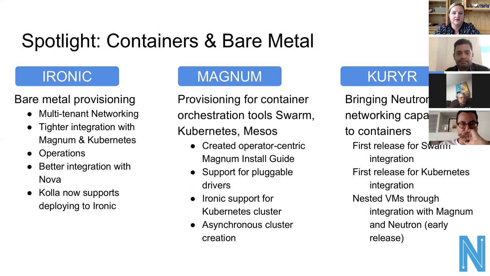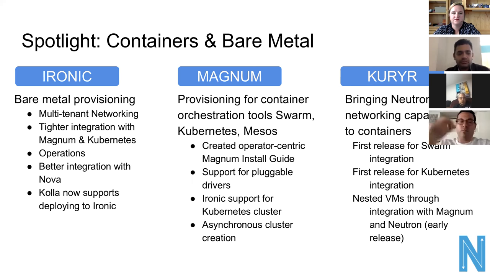So, for instance, Magnum has support for doing Kubernetes directly on bare metal now. Magnum is the provisioning engine for container orchestration tools. Did you say Kubernetes on bare metal? Kubernetes on bare metal. Wow. That's pretty cool. Yeah, and so Magnum started out with placing container orchestration systems into virtual machines through Nova, but obviously for a lot of people, one of the appeals of containers is improved performance and being able to run those containers directly on bare metal. So that's a great update to see in Magnum.